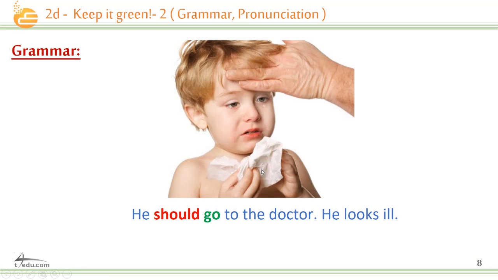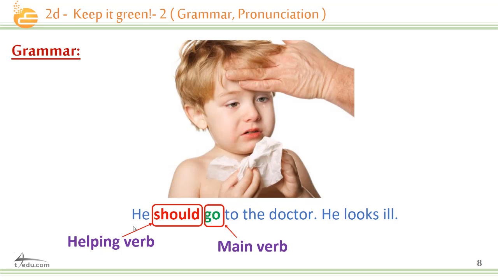As an example, look at the boy. He's very sick. So we are going to give advice. We are going to say, he should go to the doctor. He looks ill. He should go to the doctor. So should is the helping verb and go is the main verb. As we see, the main verb is in the base form.